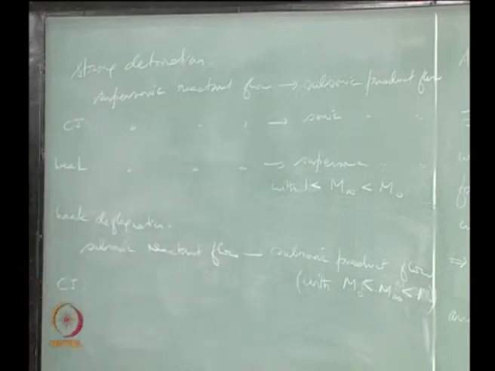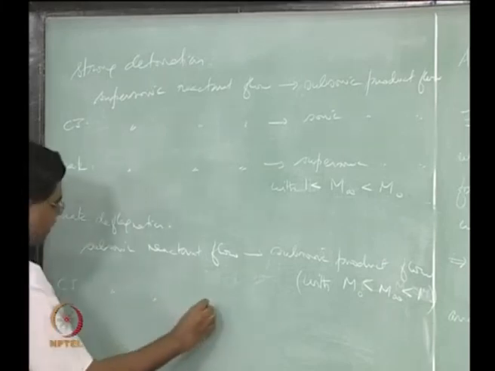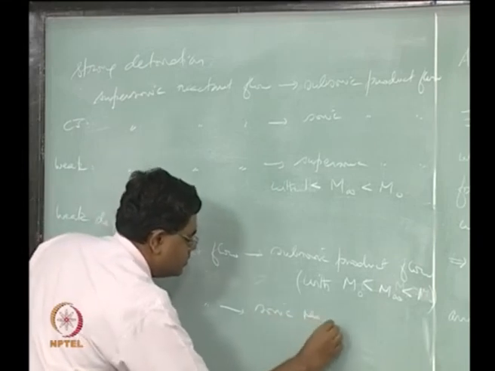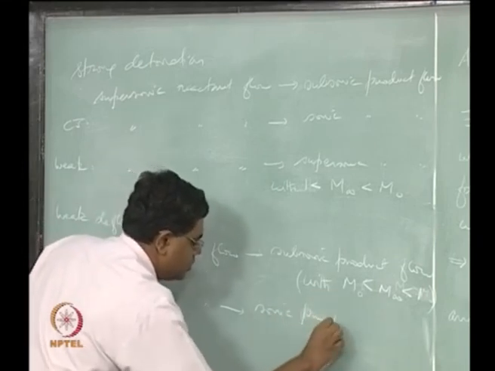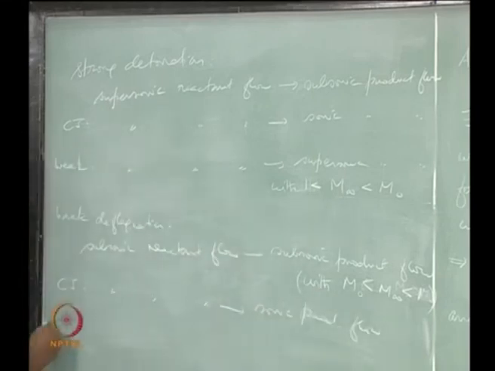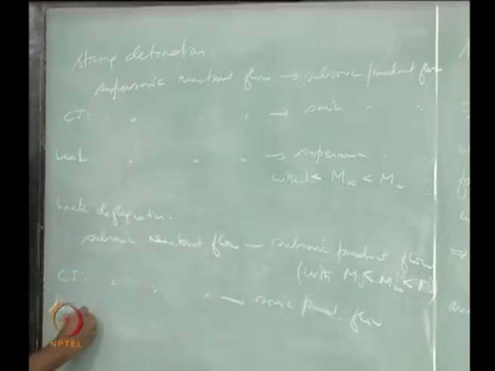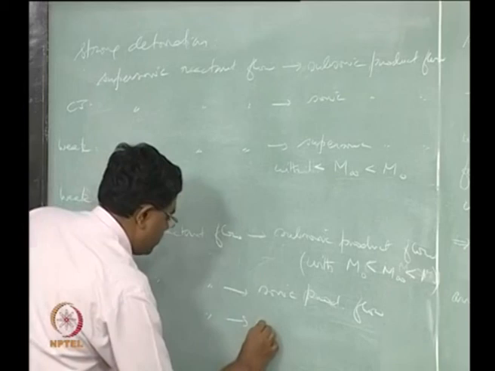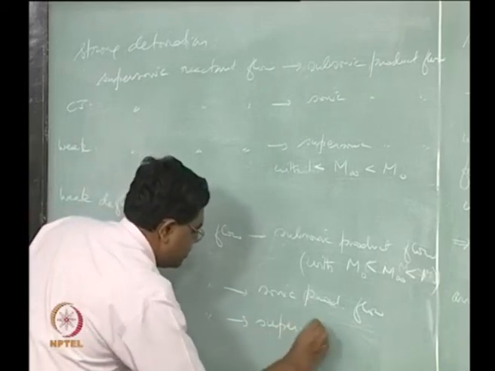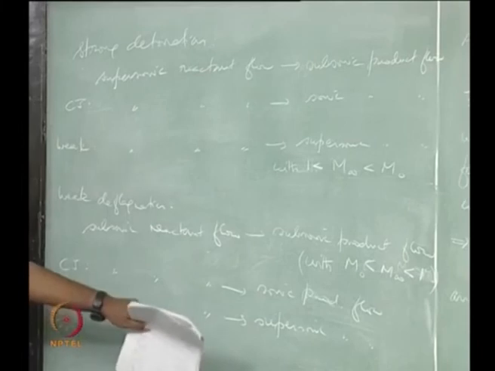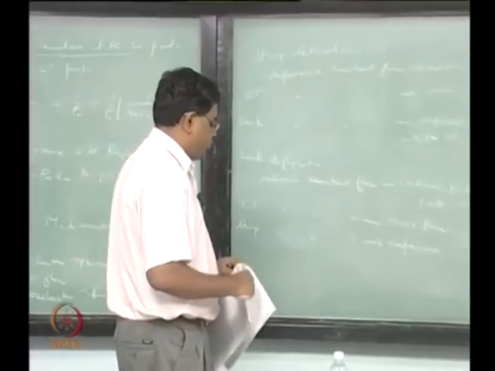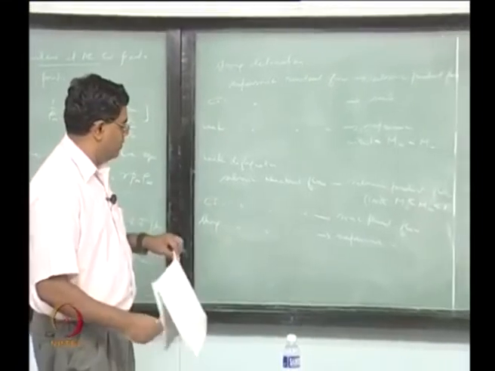Cj deflagration, we saw subsonic reactant flow become sonic product flow, and strong deflagration, subsonic reactant flow becomes supersonic product flow, which is impossible because it violates the second law, which we have not explicitly considered mathematically, and we will not do that, except to state that this is not going to be possible physically.